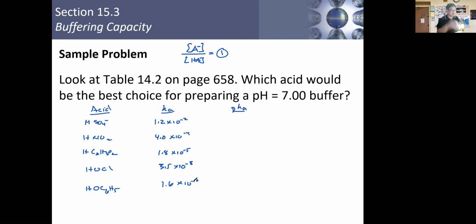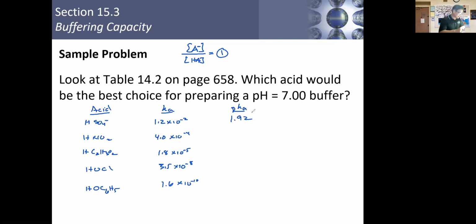Well, let's just do this together. We're going to take the negative log of each one of these here, and I know it's going to take a little bit of time, but let's do this. I'm going to practice this together with you. For 1.2 times 10 to the minus 2, I get a pKa here of 1.92.